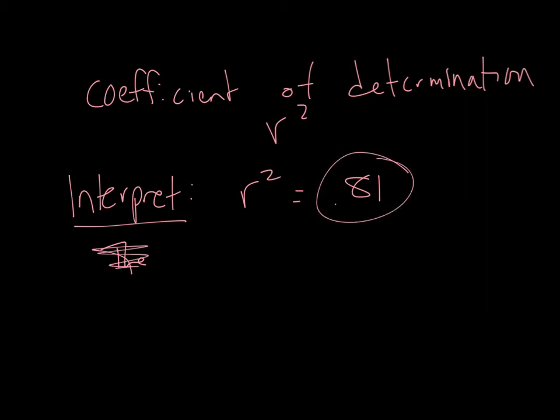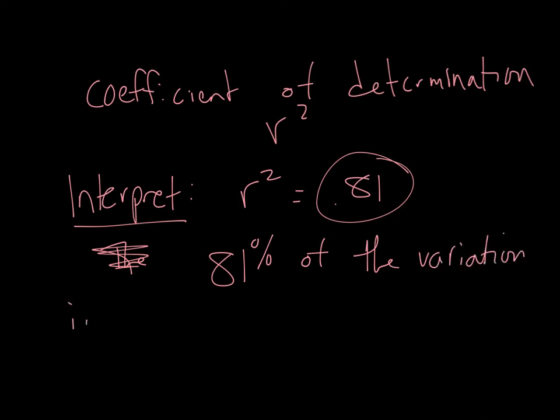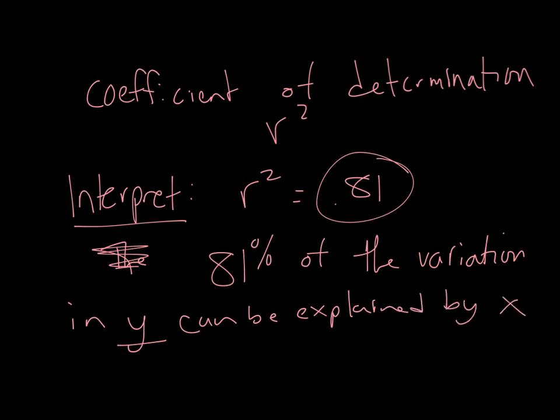This is a percentage, so you're going to say 81% of the variation in y, and I'm going to underline that, can be explained by x. And I'm underlining y and x because for different examples, you have to input what those actually mean for that specific problem. Or in other words, you need to put it in context. You can't say x and y, you have to tell me words in their place.